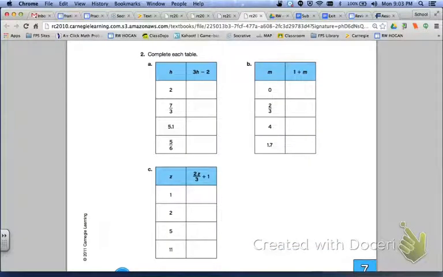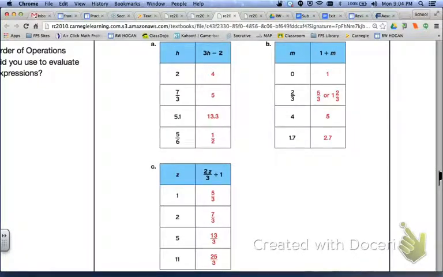Let's finish up problem 2 with number 2. It asks us to complete each table. What I want you to do is letters A, B, and C. For letter A, you can see that my variable is h. All of the numbers underneath h are the values that you have to substitute in for the expression that you see on the right. For letter B, my variable is m with all the values underneath it. For letter C, my variable is z with all the values underneath it. Again, you are carrying out the order of operations in order to figure out what the value is of the algebraic expression.